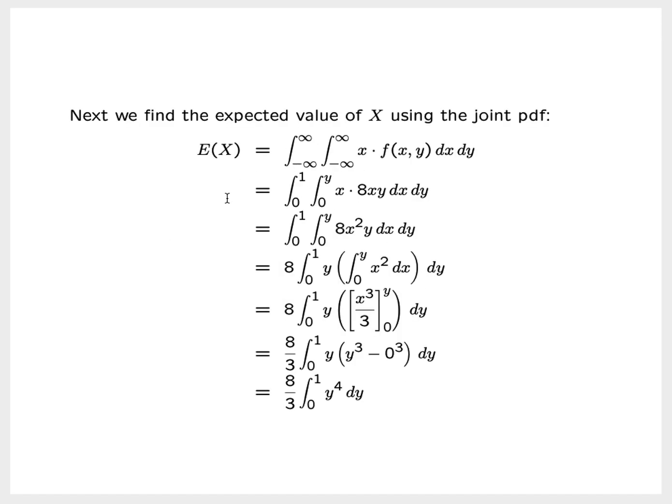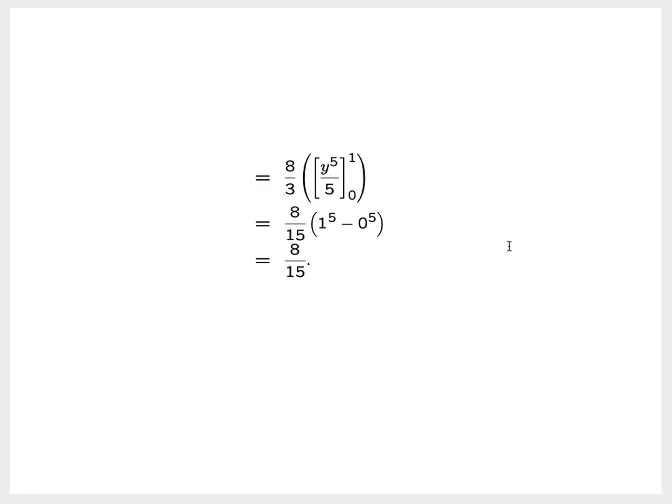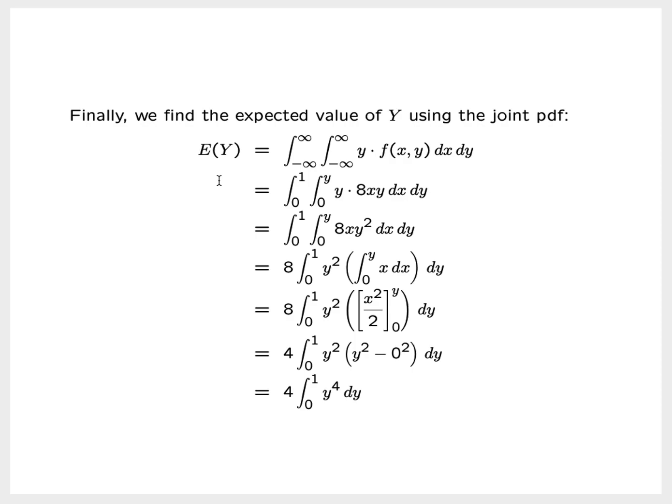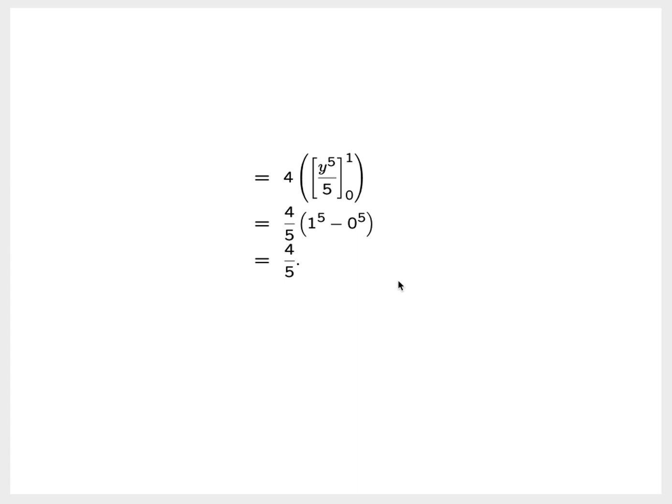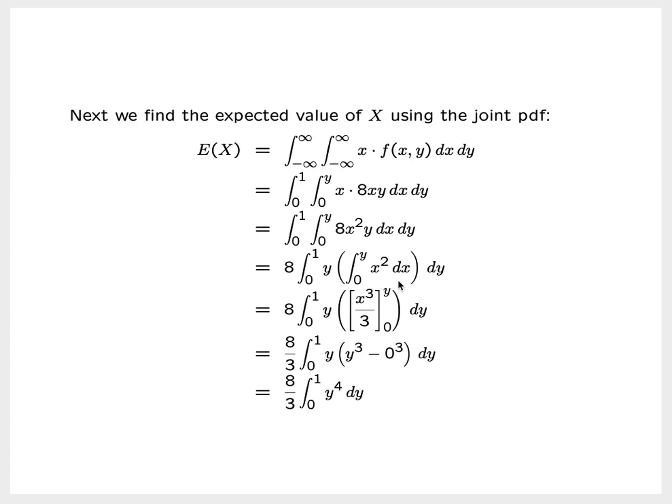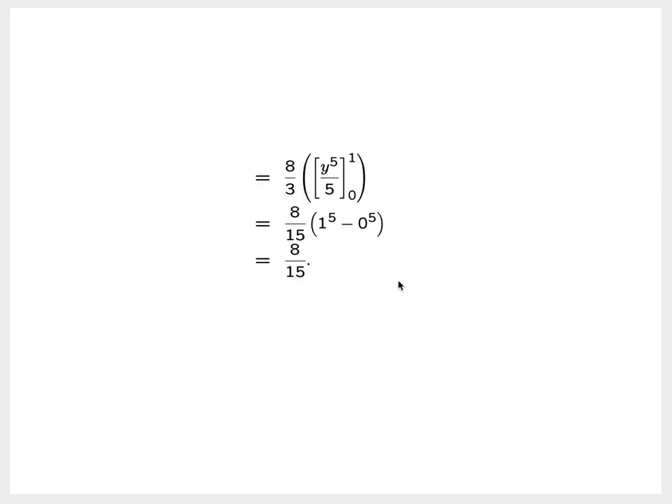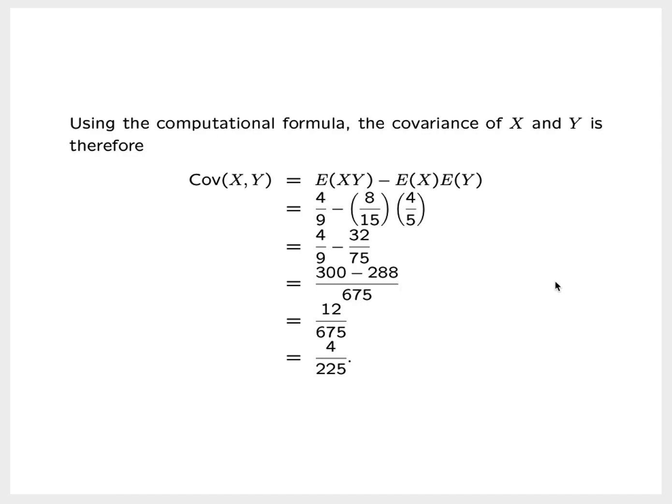The expected value of x, I'll let you take a look at this. You can pause the video if you need to. It evaluates to 8 over 15. The expected value of y, again, I will let you pause and look at this. Make sure that you can work through it. When you do this, you'll find that it's equal to 4/5. So the expected value of x is 8/15 and the expected value of y is 4/5. Okay, so the covariance of x and y turns out to be 4 over 225.